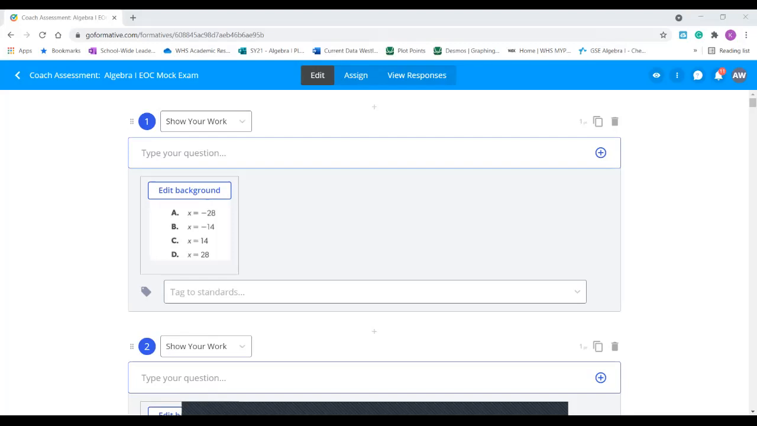Okay. All right. This is the coach assessment for our final last ditch effort to prepare for the Algebra 1 end of course exam. This is the assessment from the coach book, and there are 50 questions total. We're going to press through and knock this out as quickly as possible.